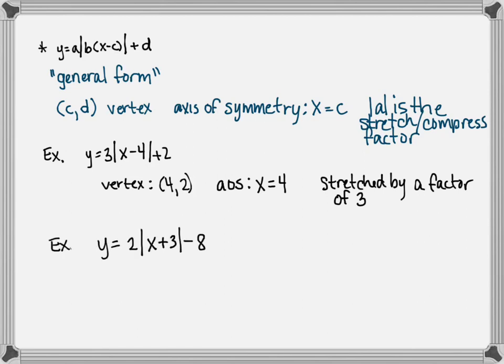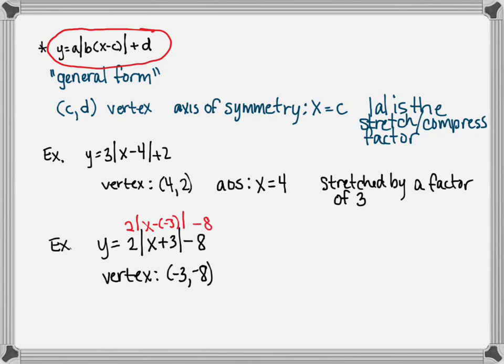If we had y equals 2 times the absolute value of x plus 3 minus 8, the vertex is negative 3, negative 8, and that's because if we look at our general form, it's expecting x minus a number, so we can rewrite ours as y equals 2 times the absolute value of x minus negative 3 minus 8. So our vertex is negative 3, negative 8. Our axis of symmetry has the equation x equals negative 3, and it's stretched by a factor of 2.